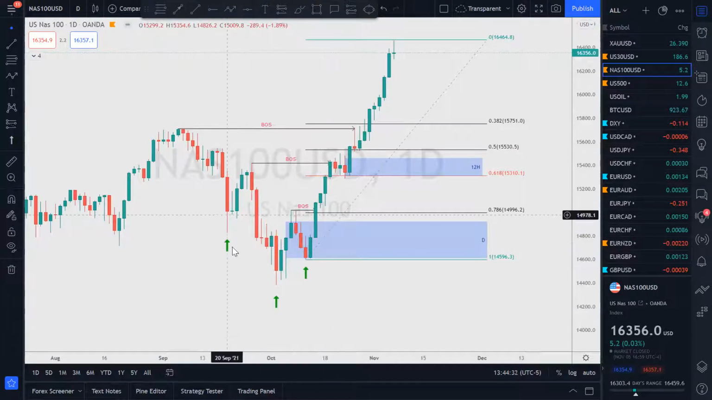Boom, boom, boom. Inverted head and shoulders. Break of structure, break of structure. We didn't get a pullback. Break of structure. We didn't get a pullback. Break of structure. We didn't get a pullback. The pullback is overdue, period.